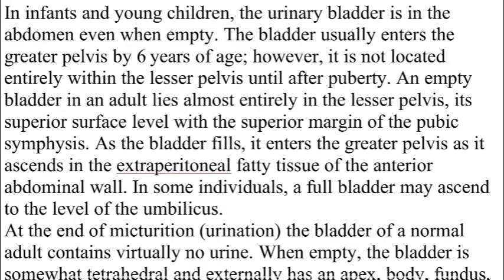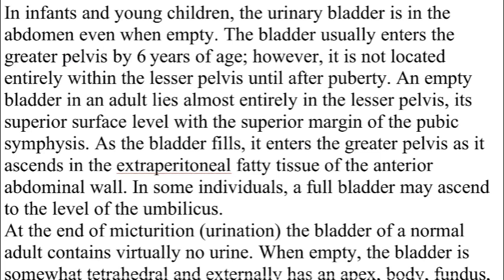In infants and young children, the urinary bladder is in the abdomen even when empty. The bladder usually enters the greater pelvis by the age of 6 years. However, it is not located entirely within the lesser pelvis until after puberty. An empty bladder in an adult lies almost entirely in the lesser pelvis, its superior surface level with the superior margin of the pubic symphysis.